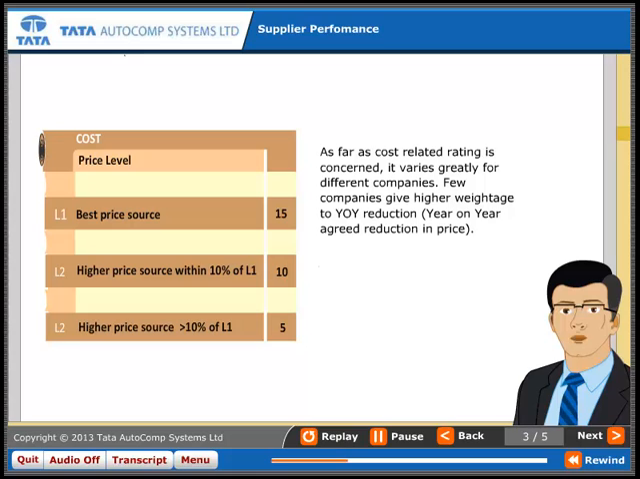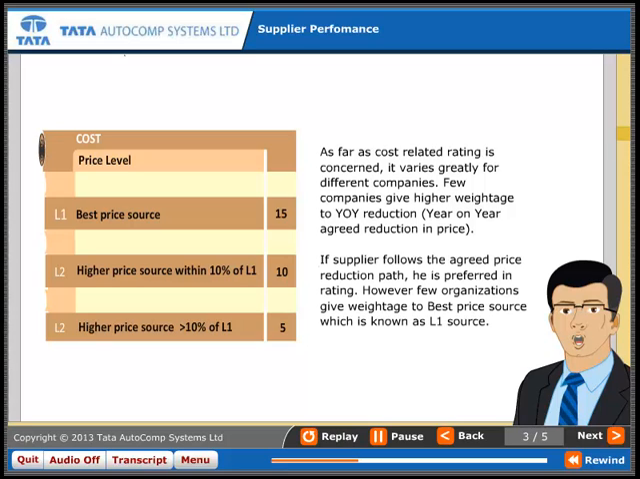As far as cost-related rating is concerned, it varies greatly for different companies. Few companies give higher weightage to YOY reduction, year-on-year agreed reduction in price. If supplier follows the agreed price reduction path, he is preferred in rating. However, few organizations give weightage to best price source, which is known as L1 source.